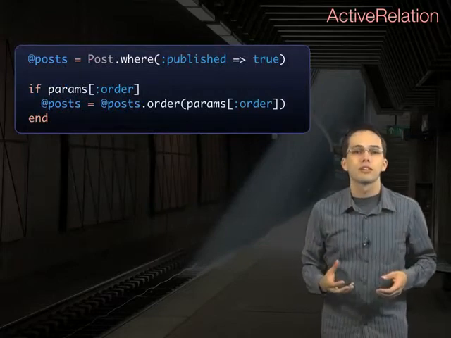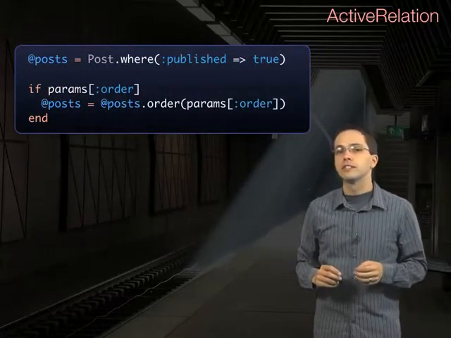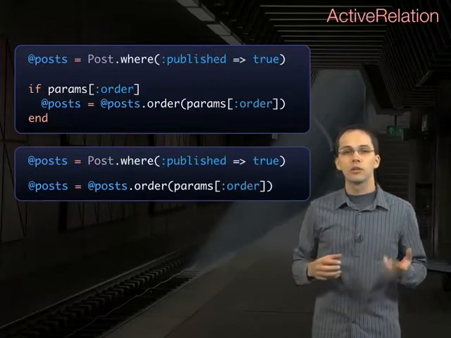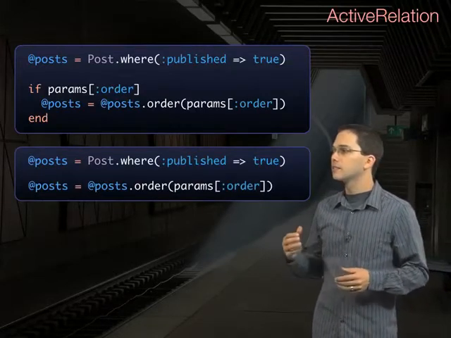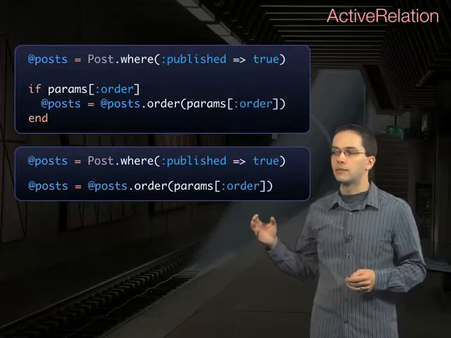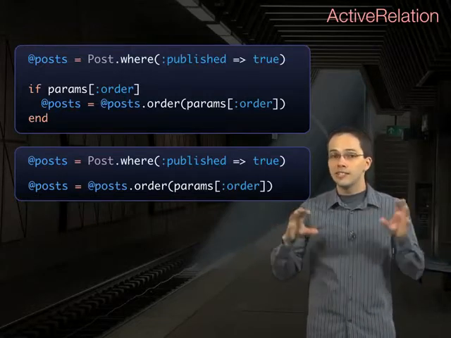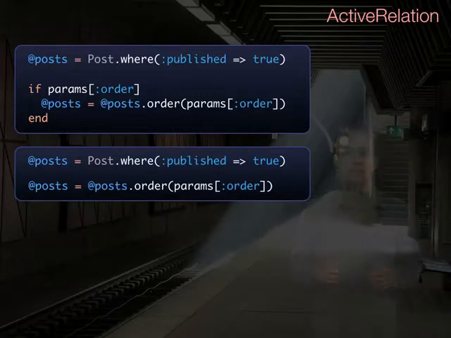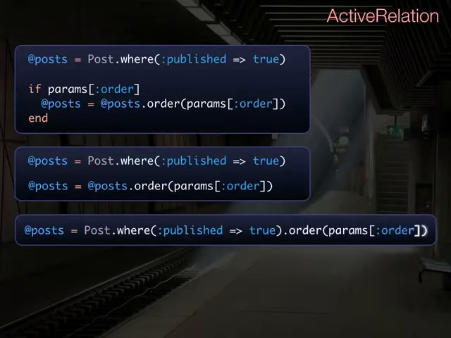As I was programming this code, I realized I could refactor it slightly. Instead of actually having the conditional to check if the order parameter exists, I can simply do post.order params order, and if the order parameter doesn't exist, it's simply not going to add that condition onto the query. What this means, of course, is that I could write this entire query in a single line, like so.